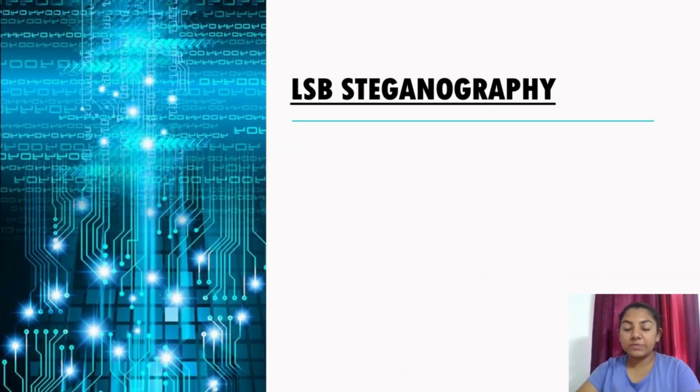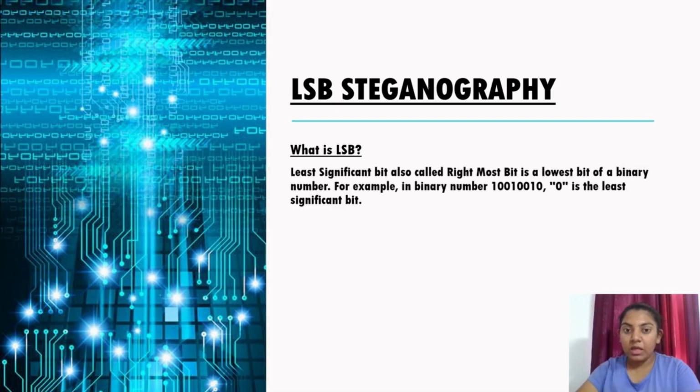Now coming to LSB steganography. This is one of the most common steganographic techniques. Let's understand what LSB is first. Least significant bit, also known as rightmost bit, is the lowest bit of a binary number. For example, if the binary number is 1001010, then 0 is the least significant bit.